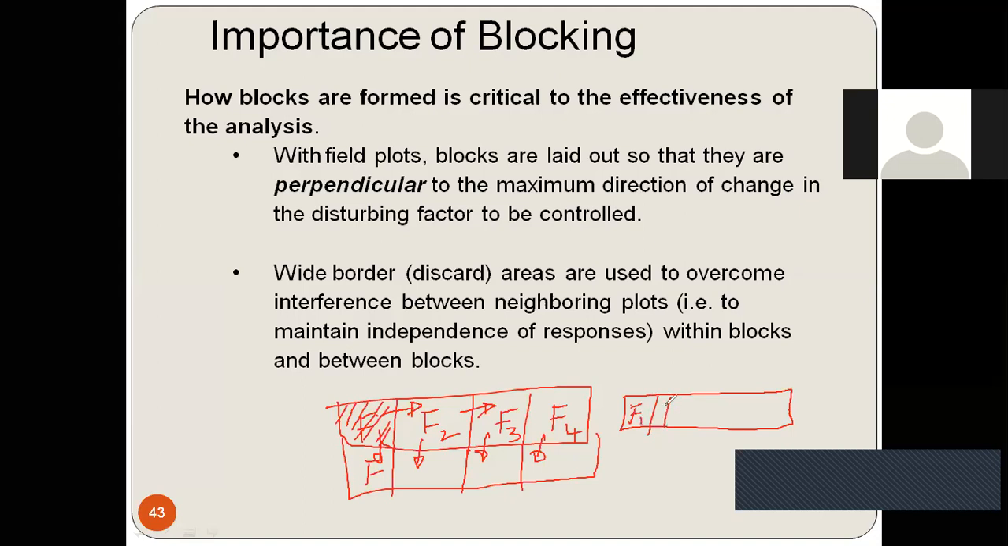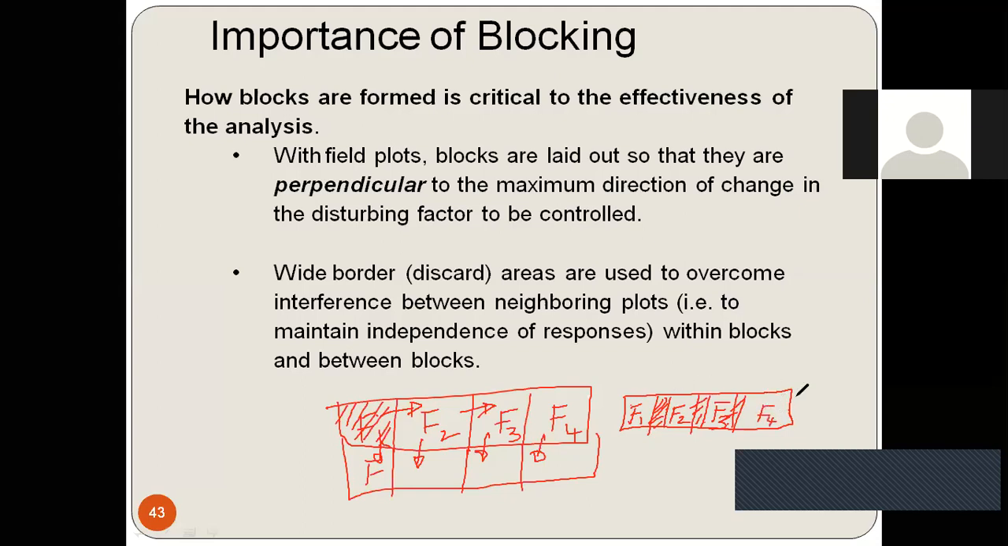Then we have a small gully. Gully means just no cultivation here. It's like a small ditch, no cultivation. Then we have F2, for example. Then we have another ditch. Then this is possible. Then F3. Then again a ditch. Then F4.